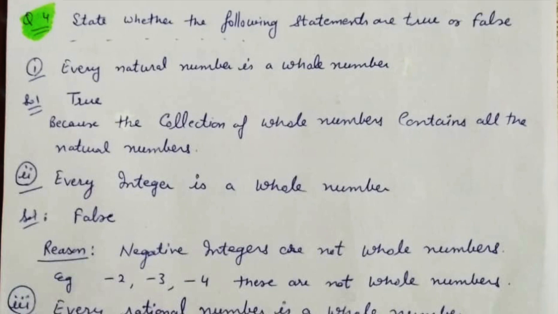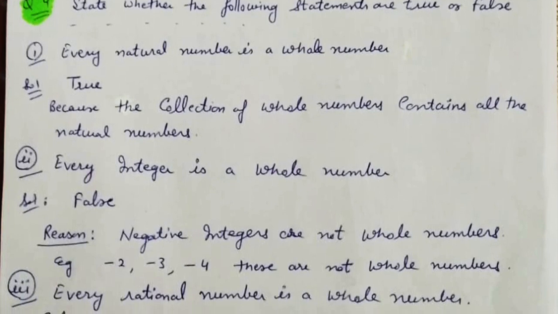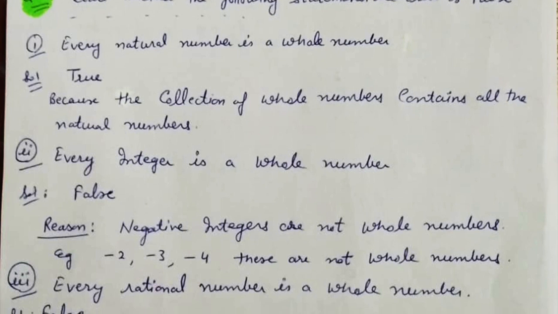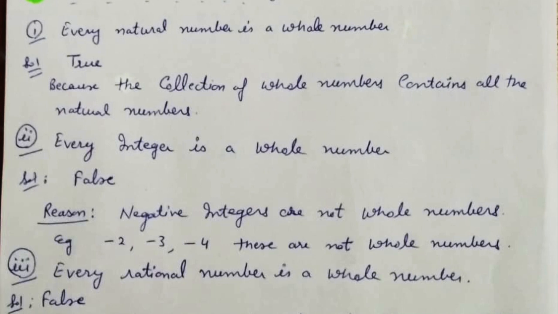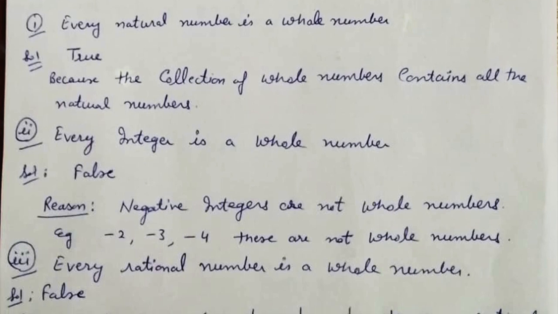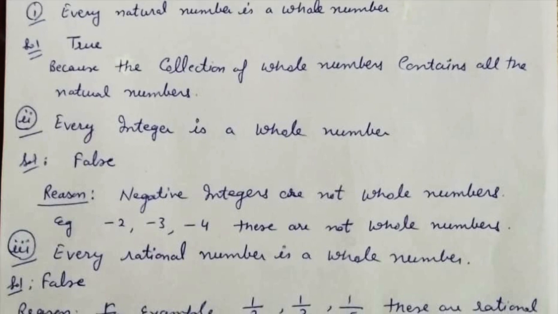Second one, every integer is a whole number. Answer is false. Reason, negative integers are not whole numbers. Example, -2, -3, -4 and so many examples are there. All these are negative numbers, but they are not whole numbers.